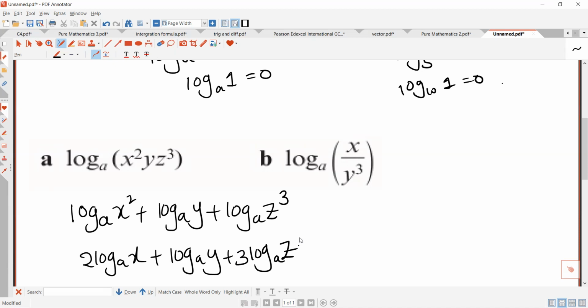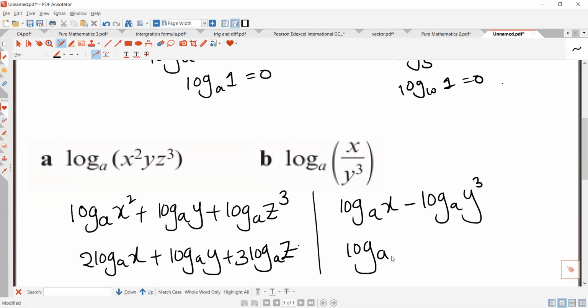So you have to open the brackets and all. After opening the brackets, it's a multiplication rule, right? Okay. Then let's try over here. Log A x minus log A y cube. This also can be written in the form of log A x minus 3 log A y.